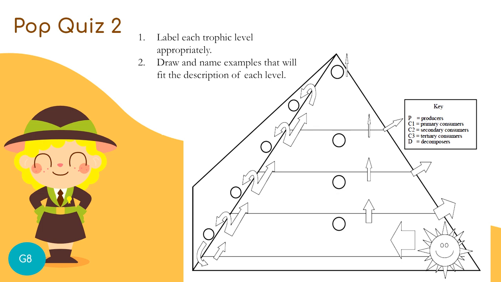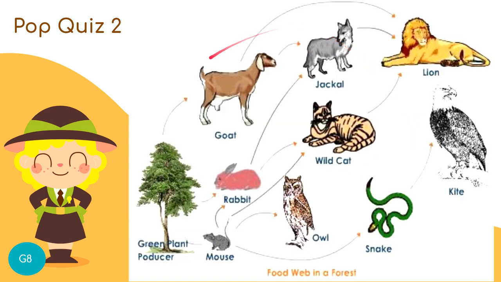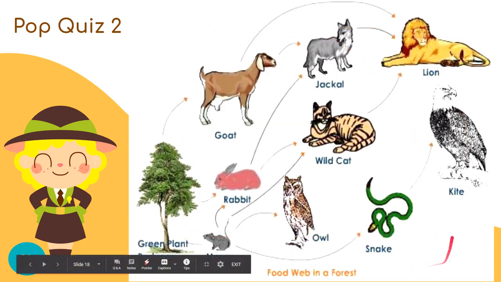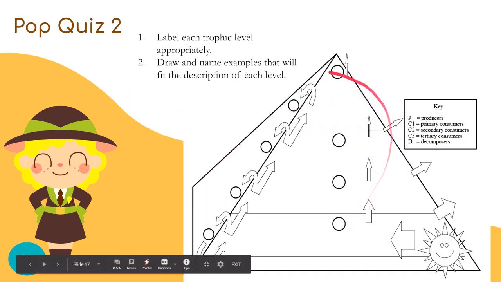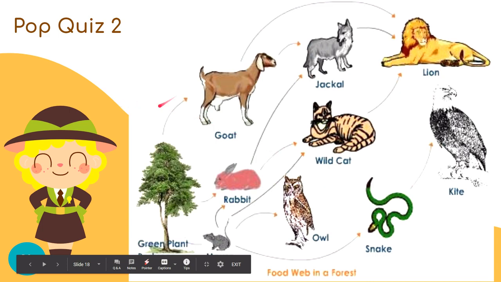Let's try to label each trophic level appropriately, and then draw and name the examples based from the food pyramid, from the food web that we will be providing. So we'll use this key. Okay. So if this is the food web, how are we going to convert this food web into an energy pyramid? So you might want to pause at this point and take down notes.